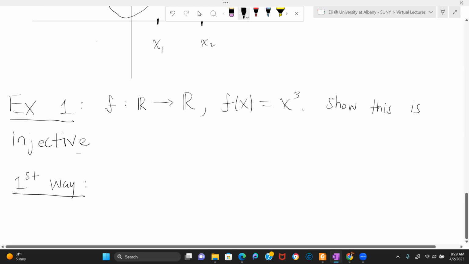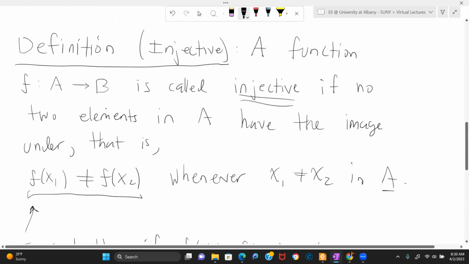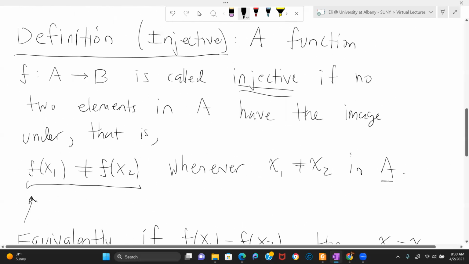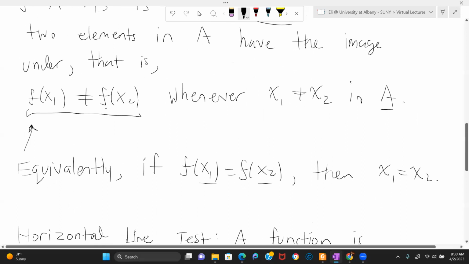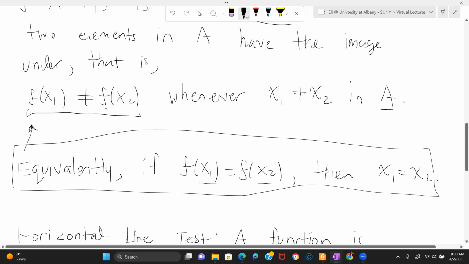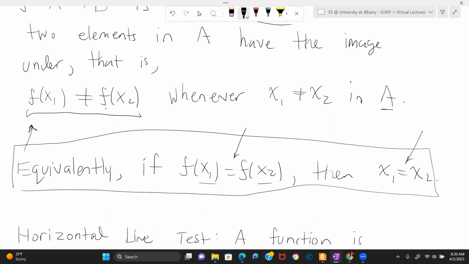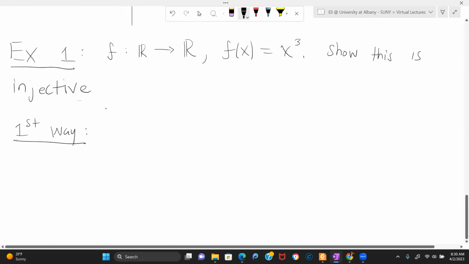So the first way is just to go back to the definition. Use the definition to prove that it's injective by definition. So I'm going to use this right here. So how do I prove injective? Well, I'm going to assume that f of x1 is equal to f of x2, and then I'm going to conclude that x1 is equal to x2. And that will prove that this is injective. So here's the first way.